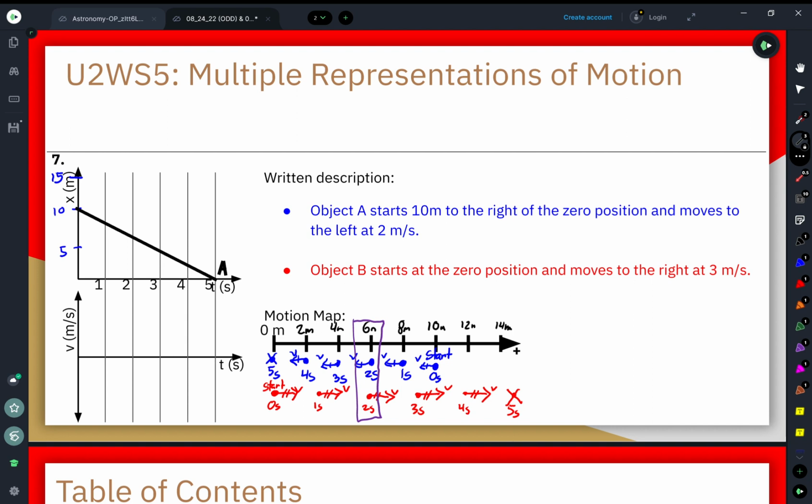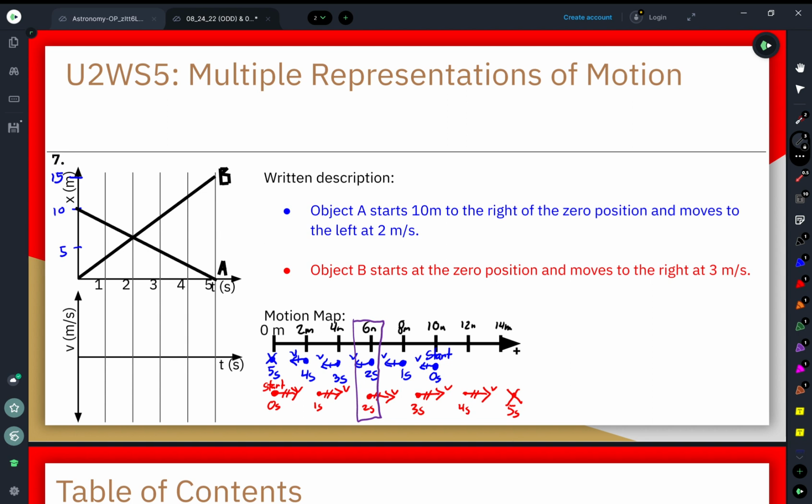Object B starts off at 0 meters, and then at 5 seconds, it's at a position of 15 meters. So that will be object B. Looking at our position time graph, we can definitely see that they cross paths at 2 seconds. And unless we have a more precise scale on our y-axis, which represents our position designated by the letter x, we don't necessarily know what position that would be. But with a more precise scale, we could end up trying to determine what that position would be.